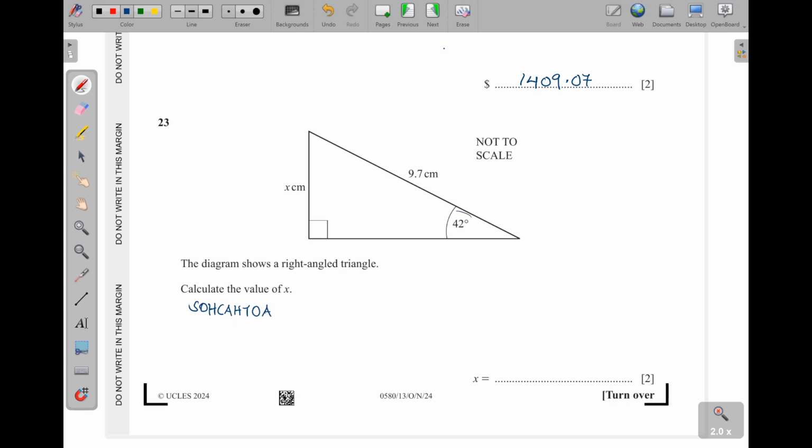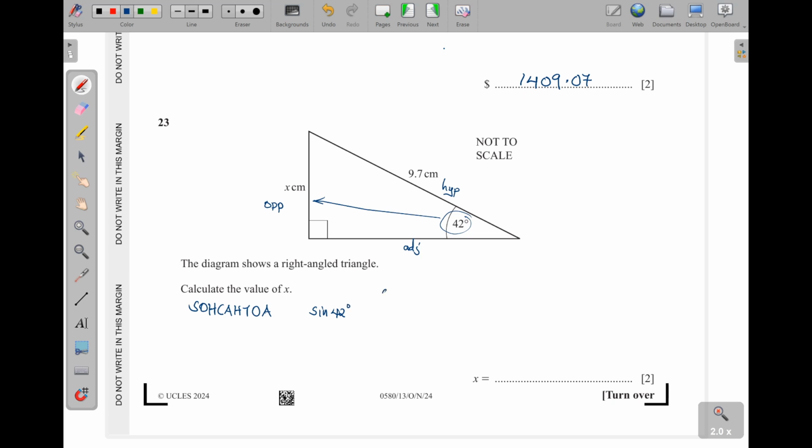So relative to this angle 42, this one here is the opposite side. Relative to this angle 42, this one is the adjacent. The opposite and adjacent are always perpendicular. And then the remaining side is what we call the hypotenuse. Now, we have the opposite and the hypotenuse. So when I look at what we have here, opposite is here, hypotenuse is here. That means we are going to use sine. So using sine, we are going to have sine of 42.